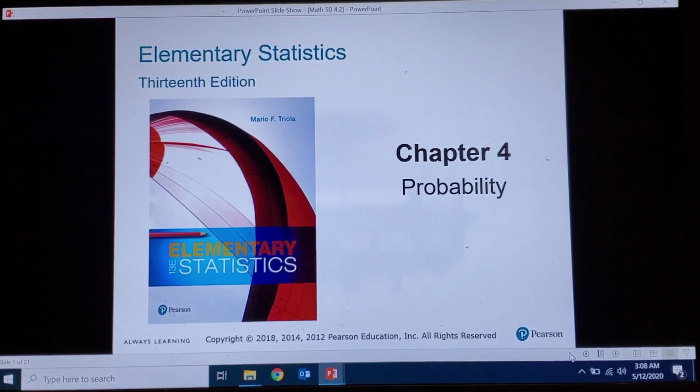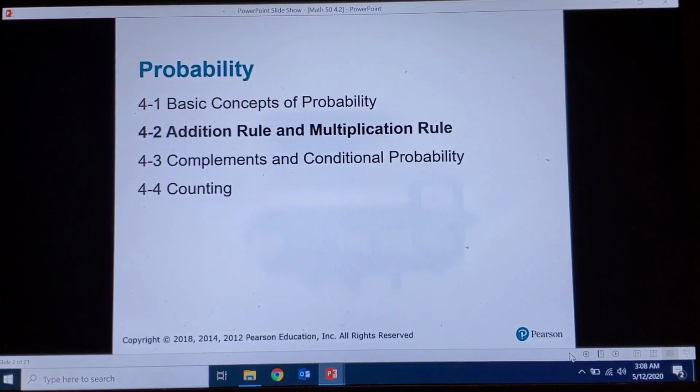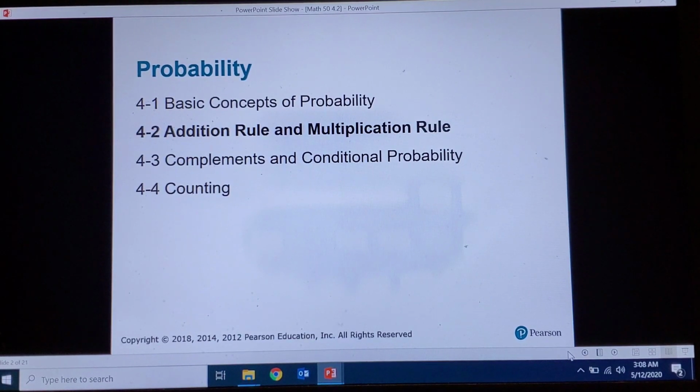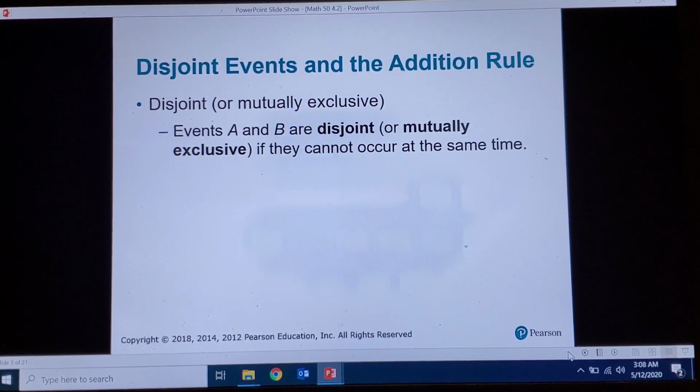All right, we're going to continue with 4.2, which is using the addition rule and multiplication rule for probabilities. So this first idea is talking about disjoint events. So remember what an event is: the outcome of something. Let's say if you're flipping a coin, there's two different events, or two different outcomes.